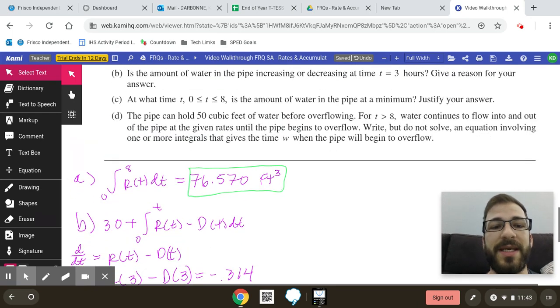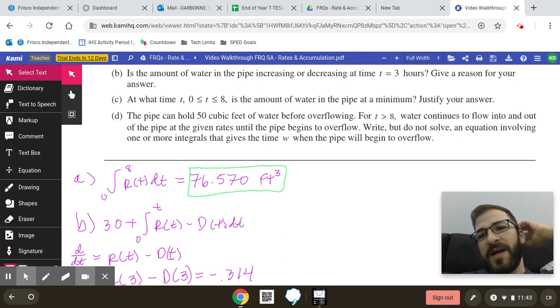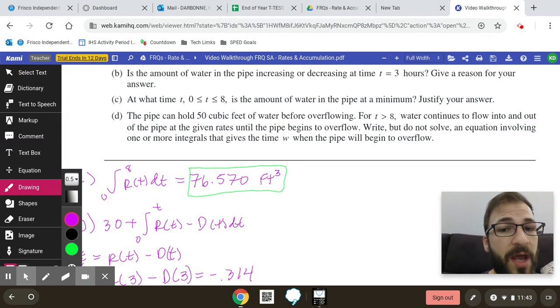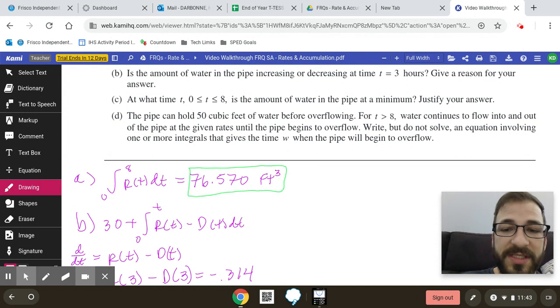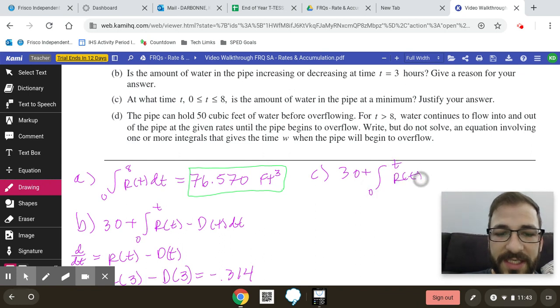All right, part C. At what time t from 0 to 8 is the amount of water in the pipe at a minimum? Justify your answer. It doesn't specify absolute minimum, but they're basically asking the absolute minimum. Sometimes they're going to leave out absolute, but essentially, we're going to find any relative maxes or mins, only caring about the mins, obviously, and then we're also going to compare the endpoints. So for part C, we're talking about the amount of water in the pipe, so we're using that big equation: 30 plus the integral from 0 to t of R of t dt.